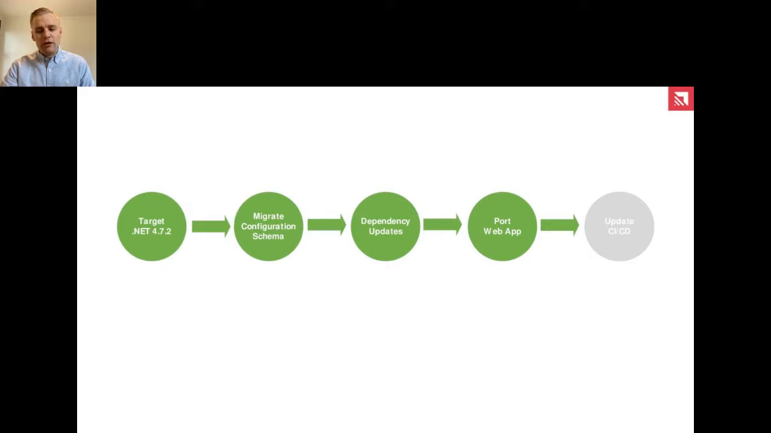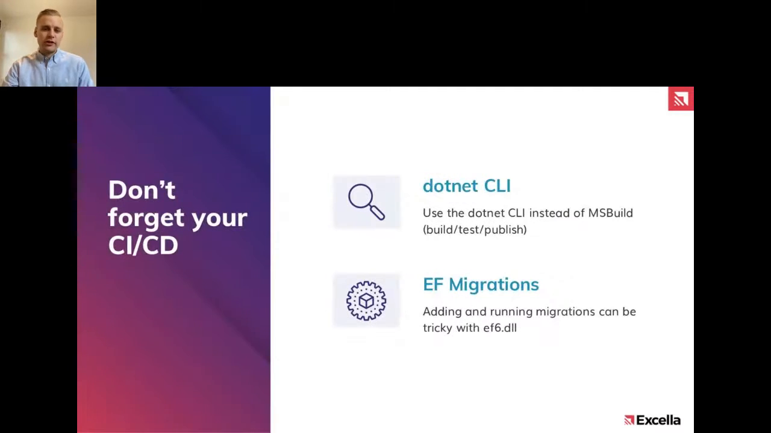So the final piece I want to mention is to update your CI/CD portion here. And it's super simple things, really. You will have been using MS Build for most of your time if you're on .NET Framework, and you want to go to the CLI instead, the .NET CLI, which is basically just dotnet build, dotnet test, dotnet publish. That's going to make things much easier for you, and it's much easier to create your CI steps here.